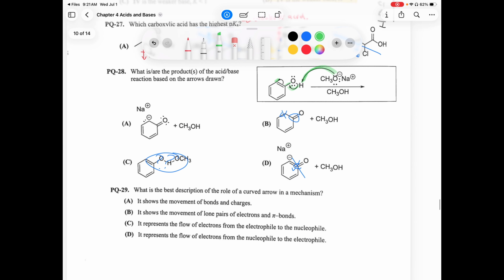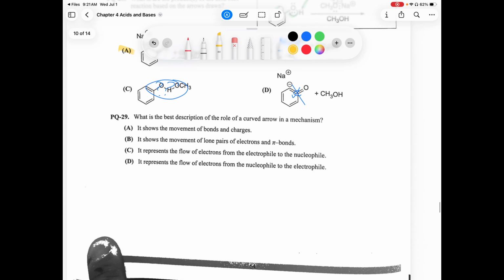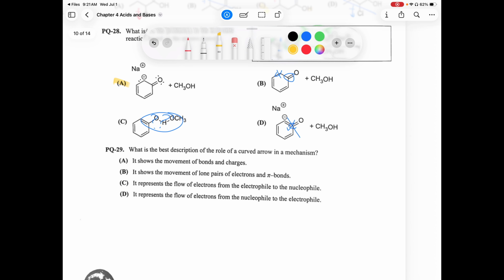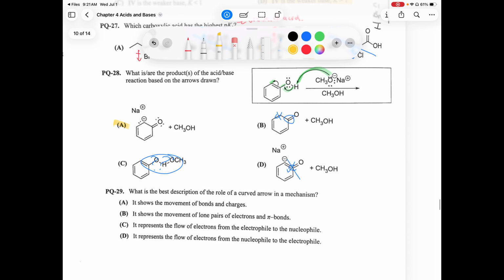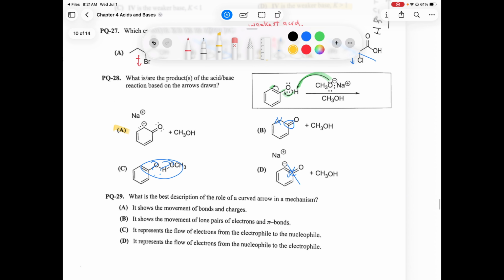Number 29, I guess I should highlight this. There we go. Number 29, what is the best description of the role of a curved arrow in a reaction mechanism? Well, if we just go to the question above, what does a curved arrow represent? A curved arrow represents the flow of 2 electrons, so it shows the movement of bonds and charges.